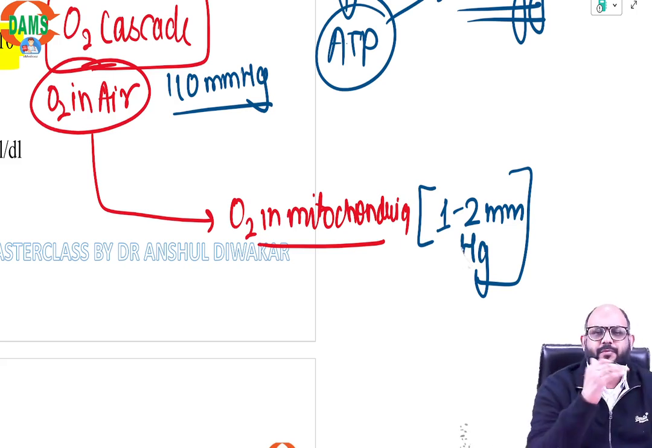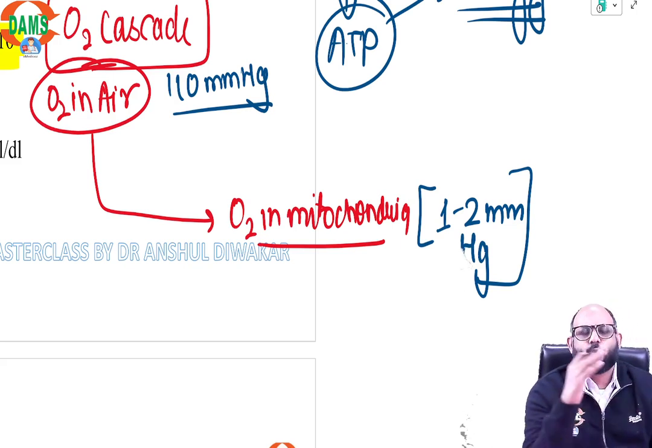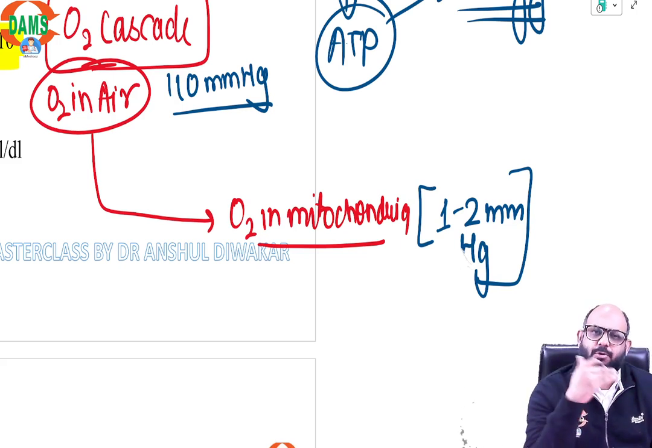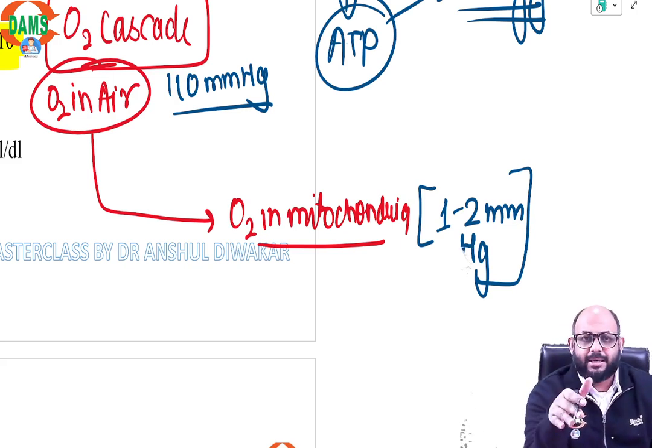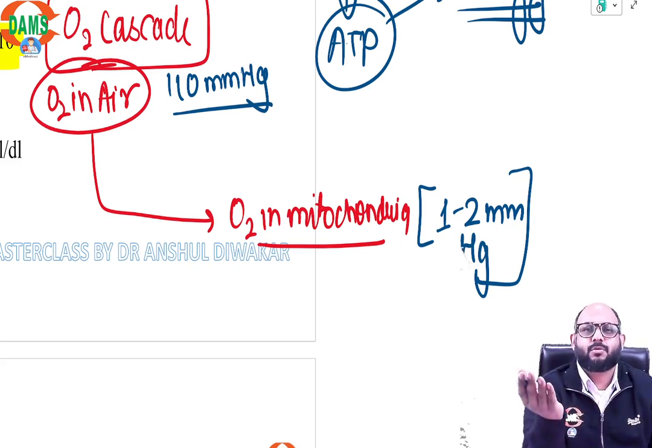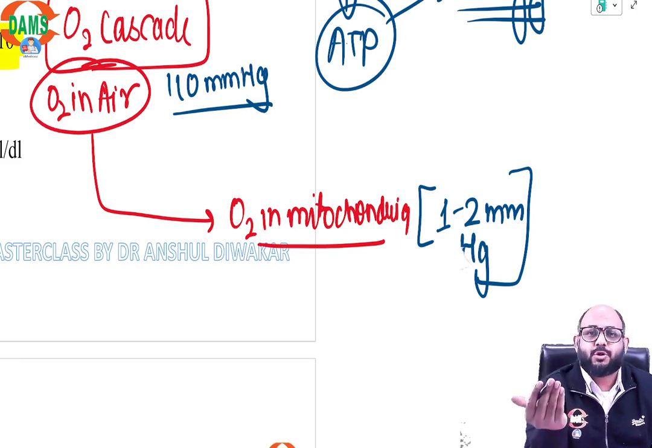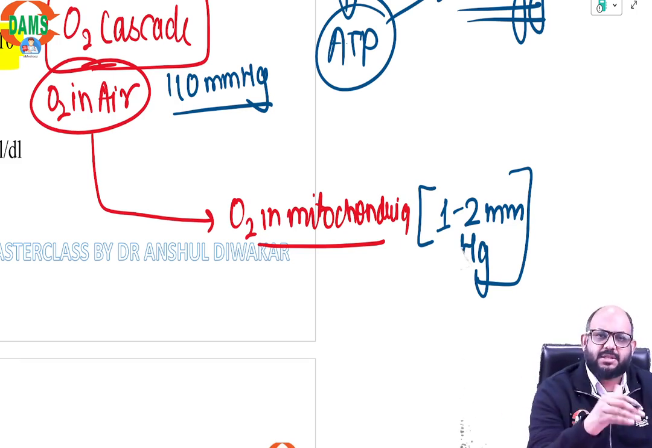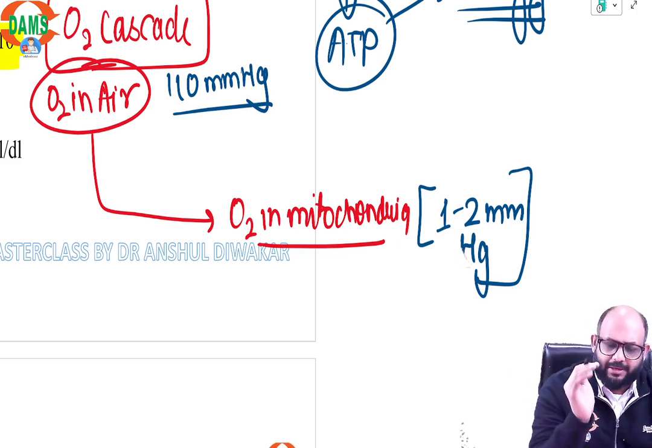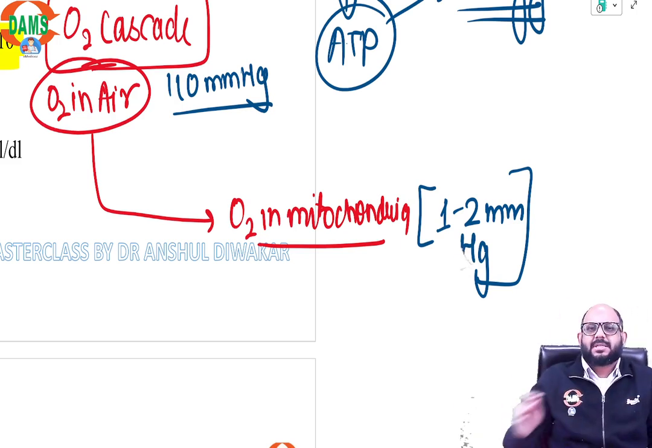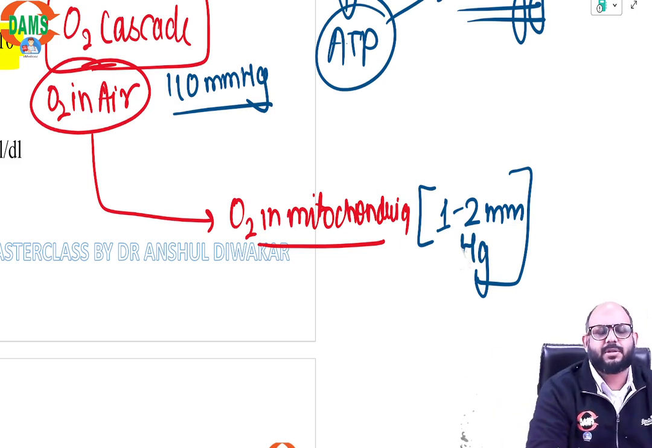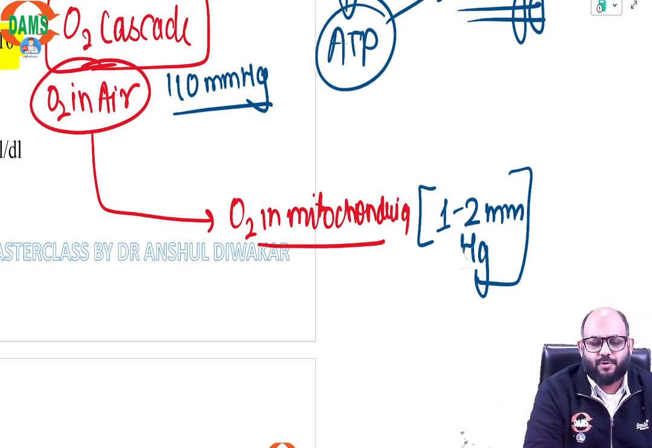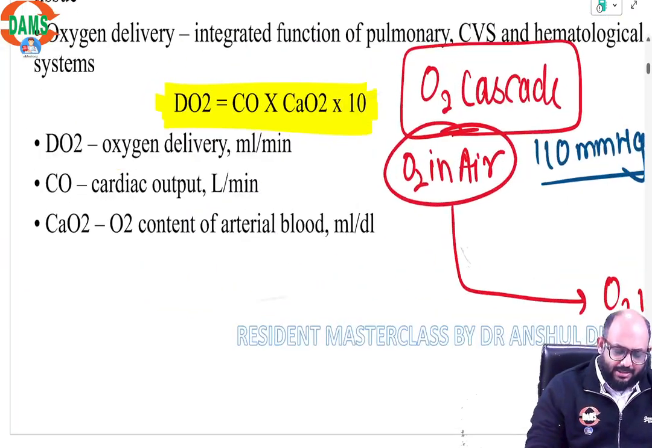So at every step, from air to upper respiratory tract to lower respiratory tract to alveoli, from alveolar capillary membrane to arterial blood, arterial blood then goes to the level of the tissues. From tissues, it will diffuse to cells. From cells, it will diffuse to mitochondria. So in this whole process, there is a sequential decrease in the oxygen. At every step, there is mixing of other things which will decrease the concentration of oxygen, finally reaching the patient. That is oxygen cascade.